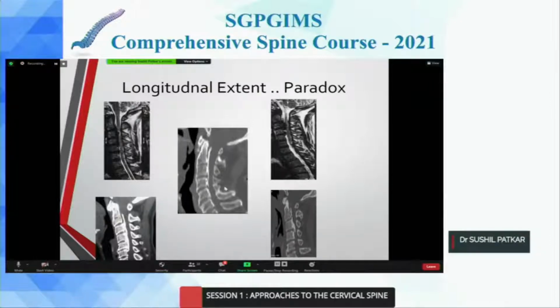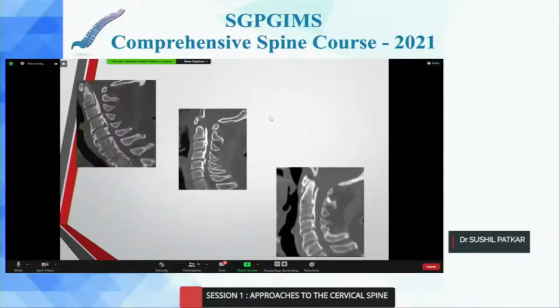Okay. So OPLL, one important thing is that the more extensive the OPLL, the more lordotic the spine. And the more lordotic the spine, the better are the chances for posterior decompression. So you see that OPLL, if it is extensive, more extensive superiorly and inferiorly, you will find that the curvature of the spine remains either neutral or lordotic and rarely becomes kyphotic.